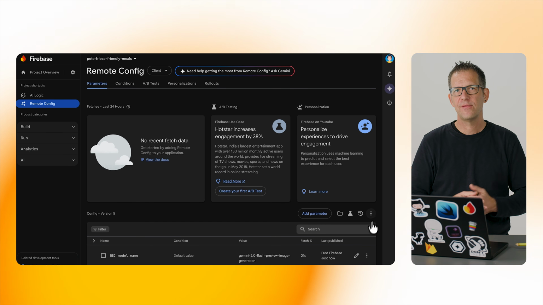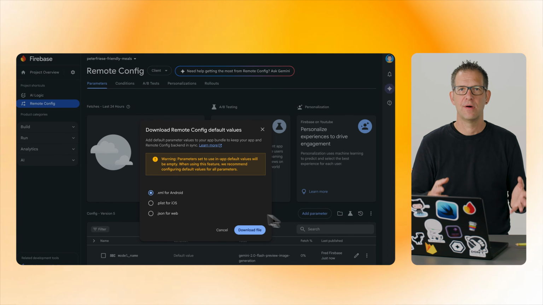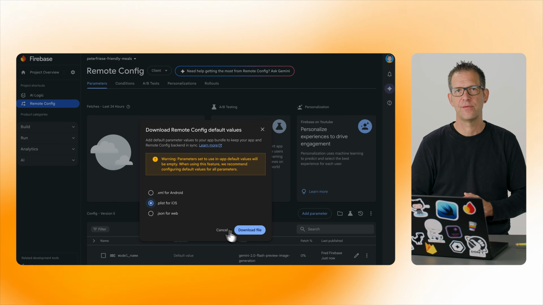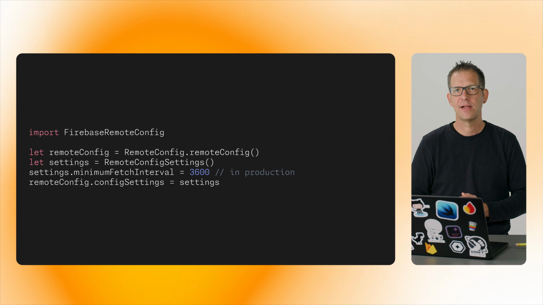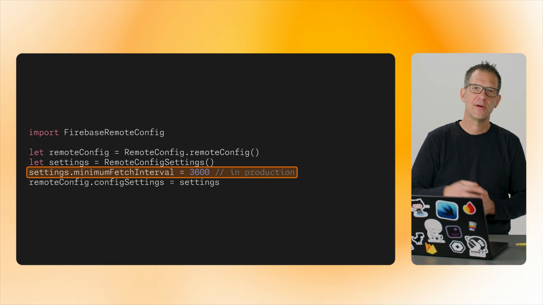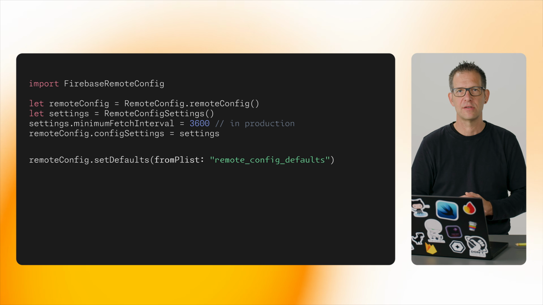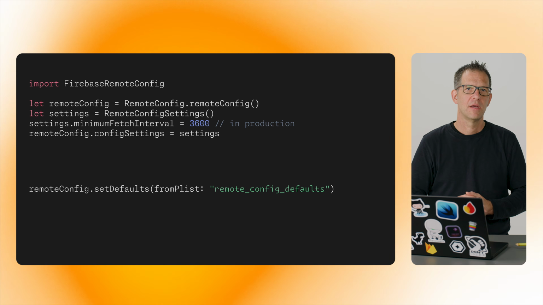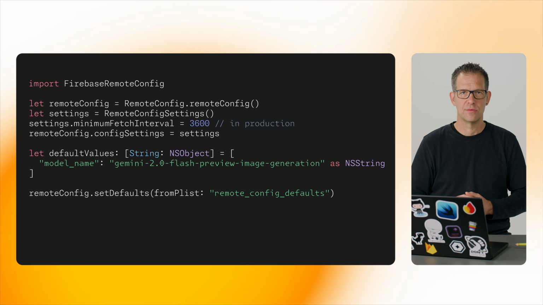There are two ways of doing this. You can either define default parameters in code, or download the current version of the Remote Config parameters from the Firebase Console and add them to your project. Once the file is downloaded, drag the file into your Xcode project and then load it using the setDefaults method. If you'd rather define default parameters in code, here is how you can do that.